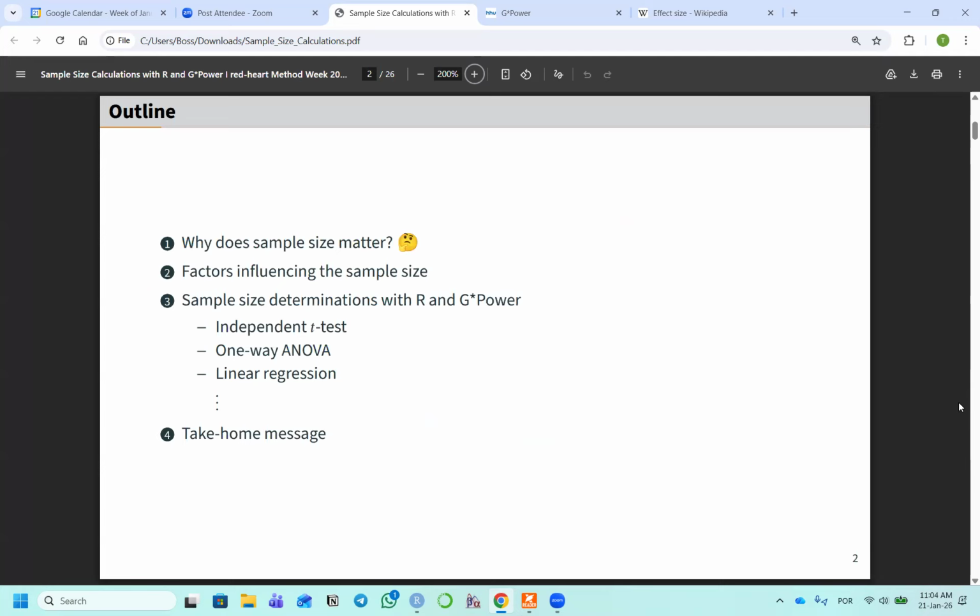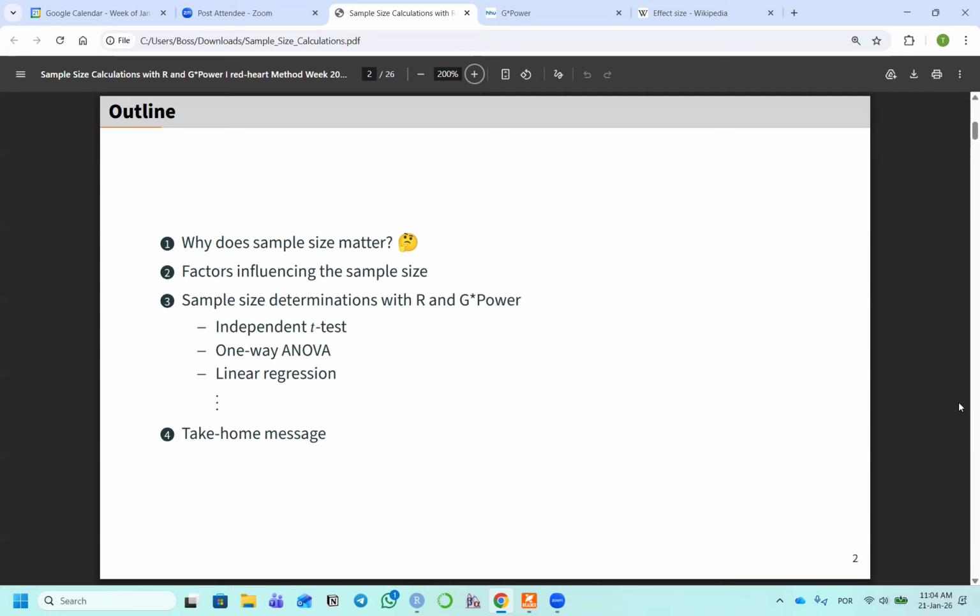I will start with why sample size matters, why we are concerned in the first place, why we don't start from two observations or maybe five, 10, or maybe 100, or maybe even a million. Why are we bothered about the sample size issue and why do we bother about power in the first place? I will tell you the reasons behind.